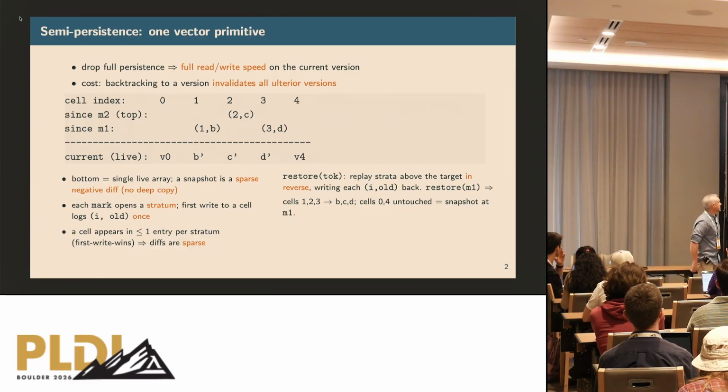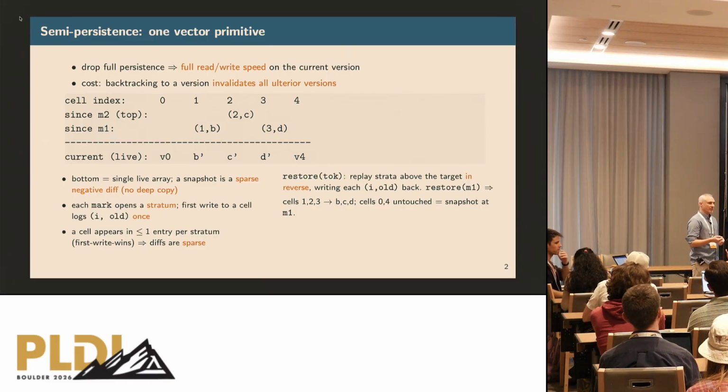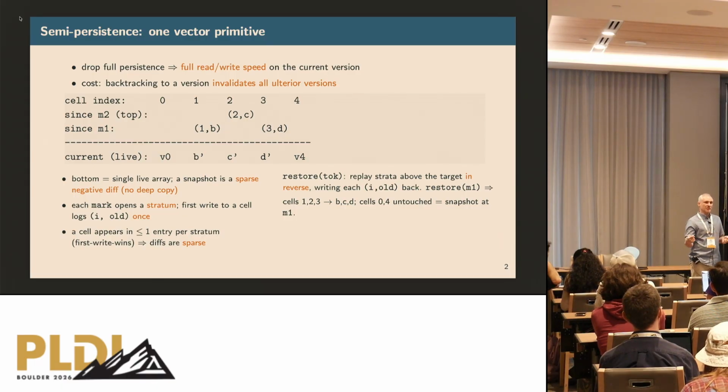So semi-persistence, I'm going to start with that. That's the foundational layer. With functional data structures, you have fully persistent vectors or arrays where every time you modify the array, you keep track of a negative diff with respect to the previous version. You end up with this forest of diffs, and then you can restore any previous version, and you can also jump back to any later version as you want.